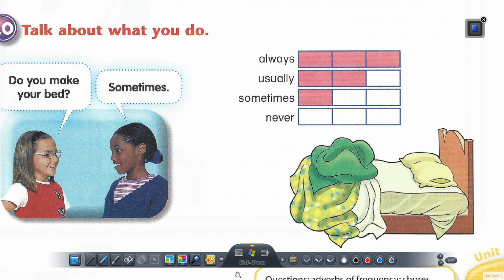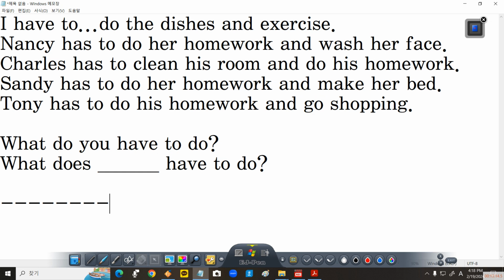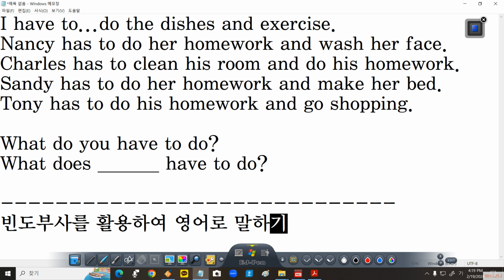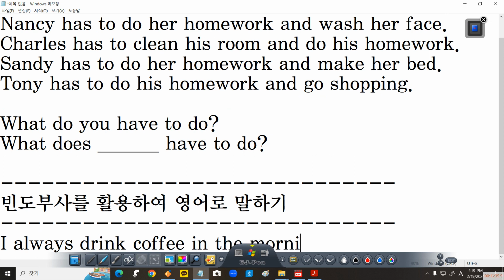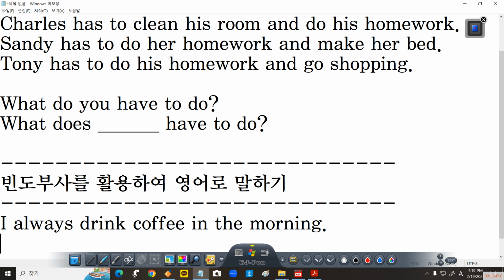그러면 우리가 한번 봅시다. 여러분 공책에다가 역시 선생님이 쓰는 대로 한번 자기 의견을 표현해 봅시다. 자, 선생님 해볼까요? 빈도부사 표현은 자, 여러분 always 뭐예요? 항상이죠. 그래서 I always drink coffee in the morning. 두 번째 뭐야? I usually exercise 3 times a week.